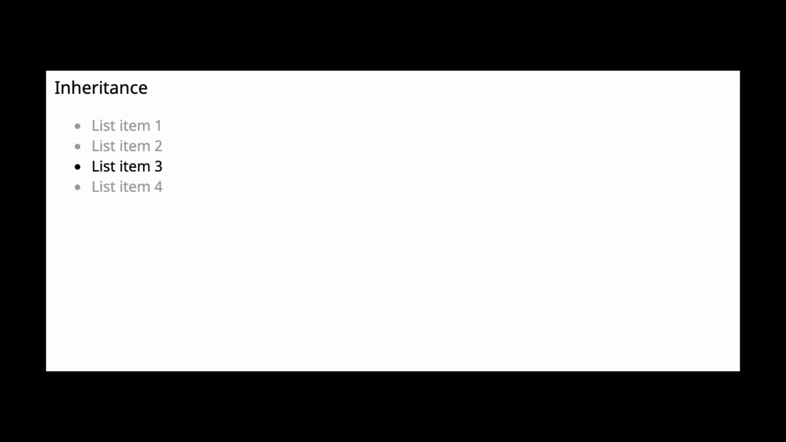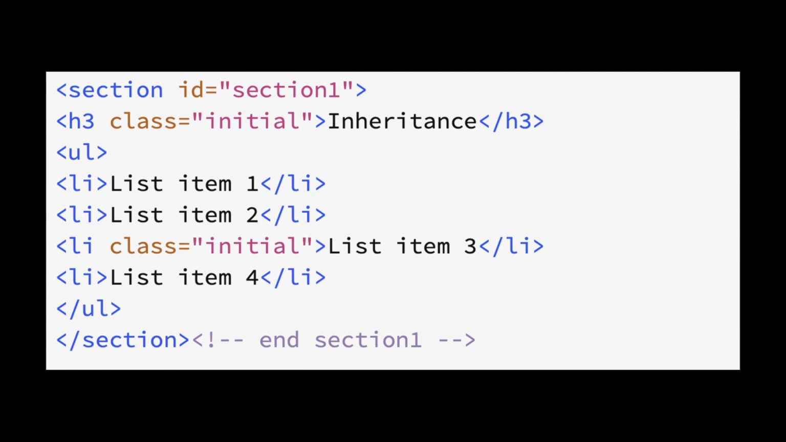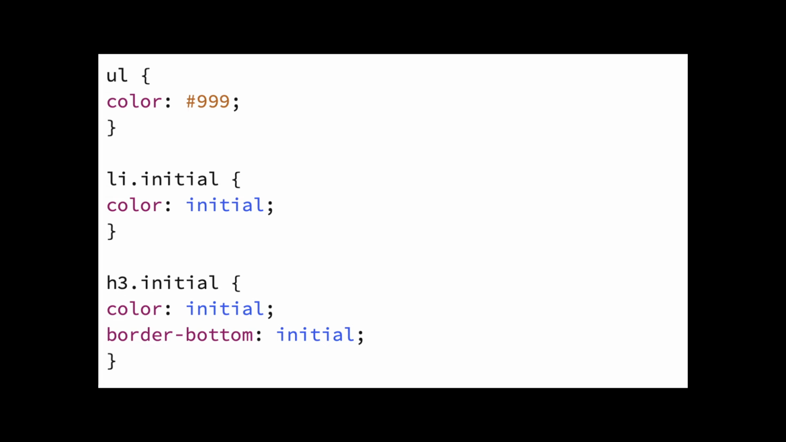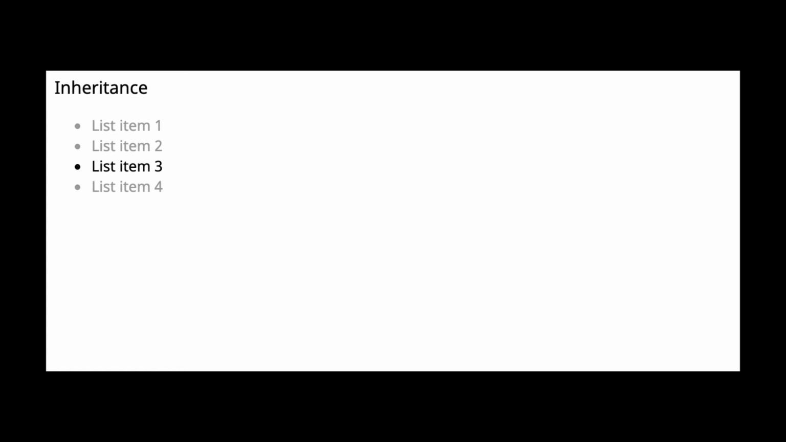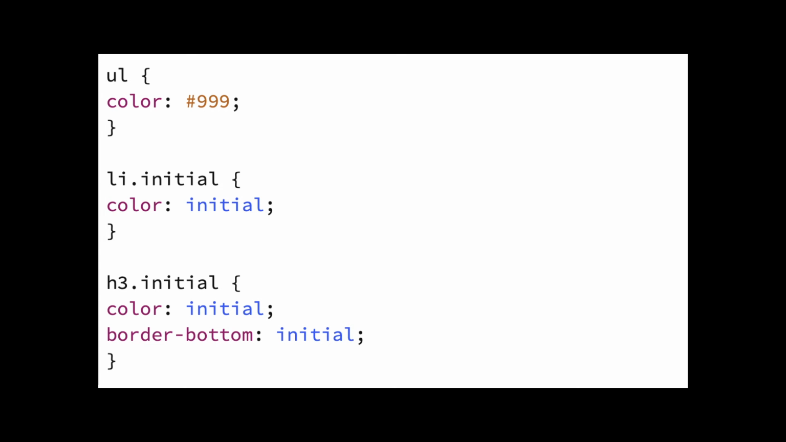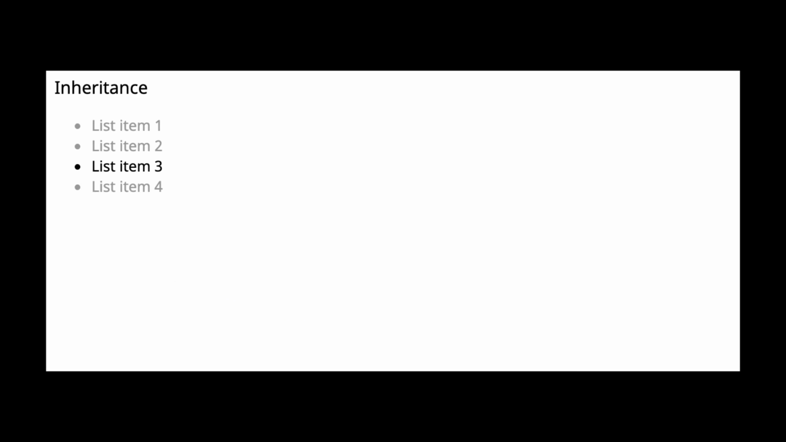In this example, we are taking our example of an unordered list, and we have taken the third list item and given its color property the value of initial. The result is the color will revert back to the original or initial color, which is black. We are doing the same with the H3 element to which styling was applied for our next example. The result is to remove that styling.